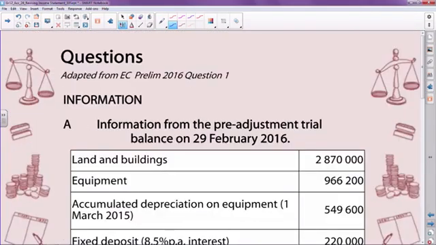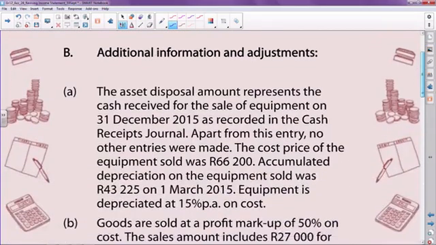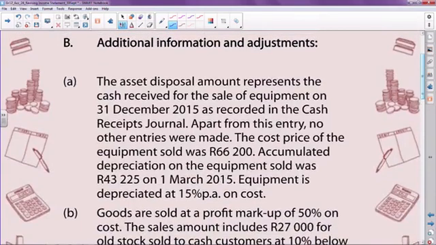Okay, let's look at the additional information, where we are told the asset disposal amount represents the cash received for the sale of equipment on the 31st of December 2015, as recorded in the cash receipts journal. Apart from this entry, no other entries were made. The cost price of the equipment was 66,200 and the accumulated depreciation on the equipment sold was 43,225 on the 1st of March 2015. Equipment is depreciated at 15% per annum on cost.